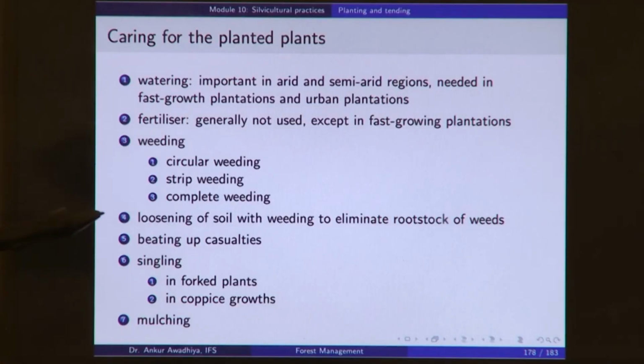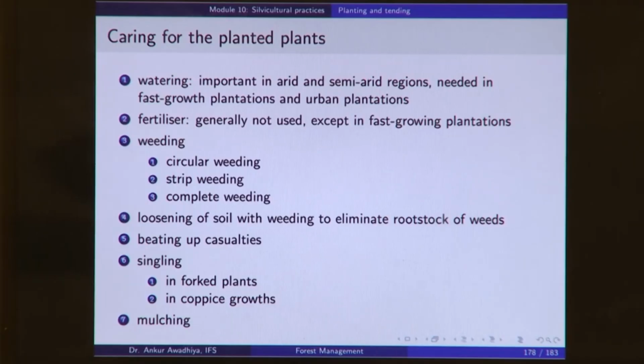Next is loosening of the soil with weeding to eliminate the root stock of the weeds. So, whenever we are removing the weeds, we also loosen up the soil, so as to break up all the root stock of the weeds that might be present in that area. So, this is to ensure that the weeds will not come up again. Next is beating up of casualties, which means that in the plantation, after some time when you go to your plantation site, you might see that a few plants have died out. So, those plants will be replaced with new plants, and this is known as beating up of casualty.